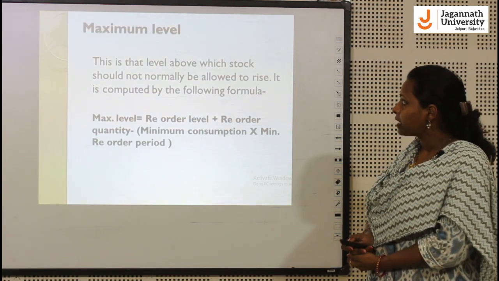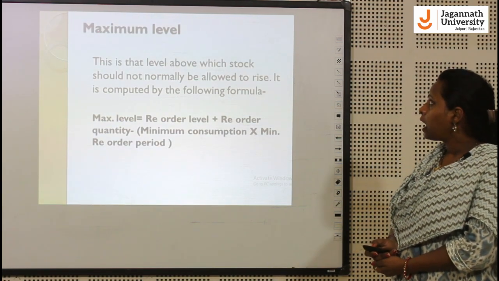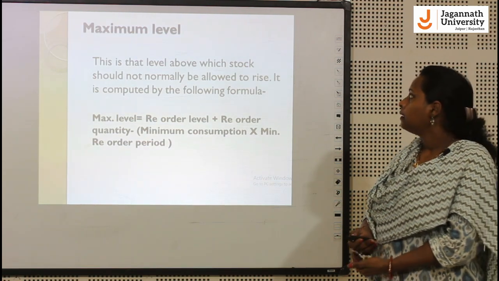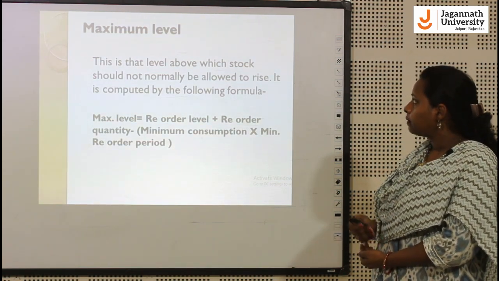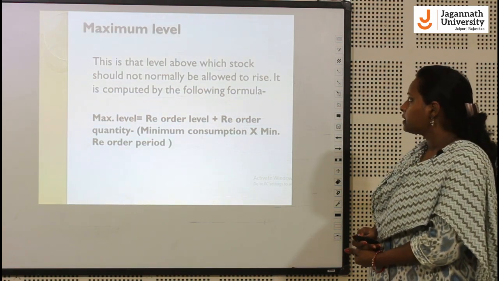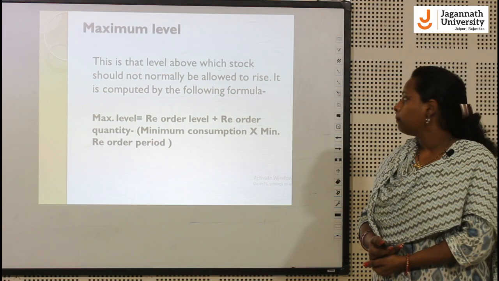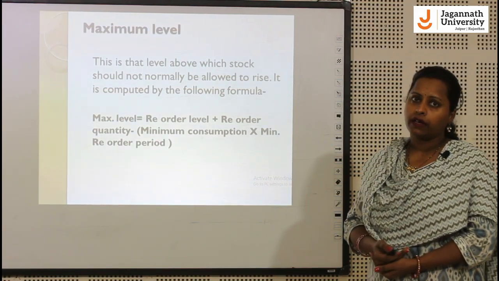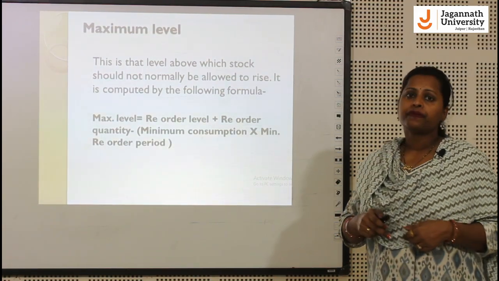Now, what is maximum level? That is the level above which stock should not normally be allowed to rise. It is computed by the following formula. Maximum level is reorder level plus reorder quantity minus minimum consumption into minimum reorder period. So what is maximum level?